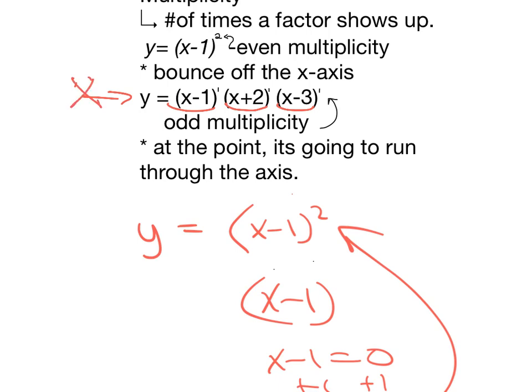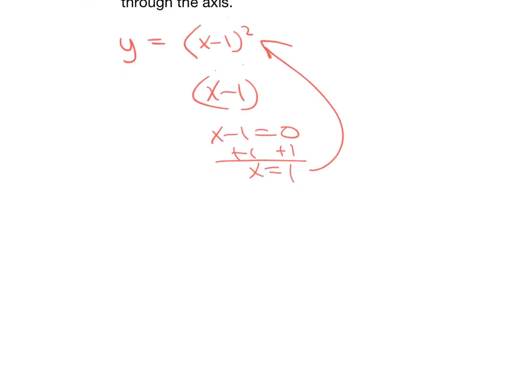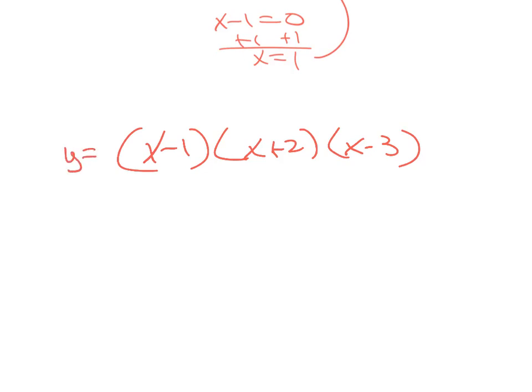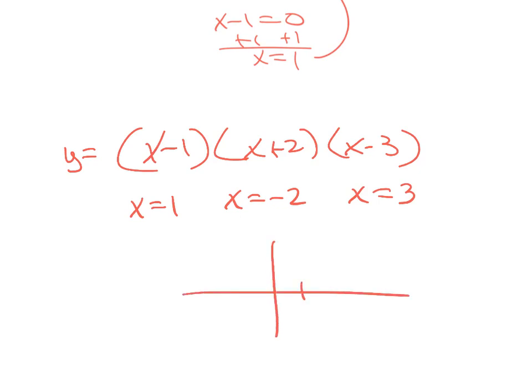So, for example, if I take this one, let me go ahead and add it down here. So the x minus 1, the x plus 2, the x minus 3. If I solve all of these and find out where my x-intercepts are, I get positive 1, negative 2, positive 3. So what this tells me is that at 1, I have a 0. At 3, I have a 0. And at negative 2, I have a 0. So when it's got a multiplicity that's odd, it's going to cross through the x-axis.